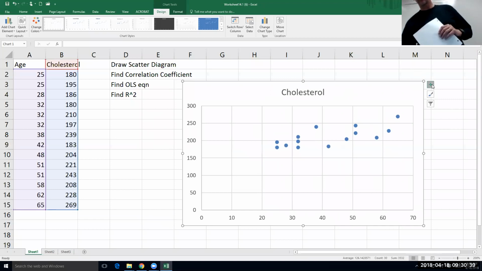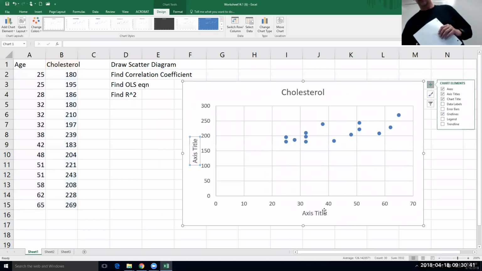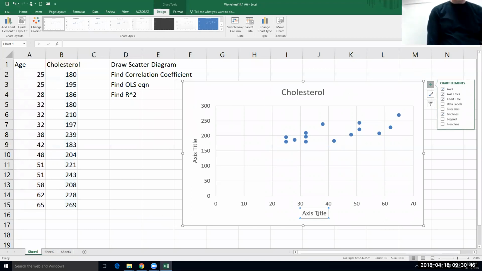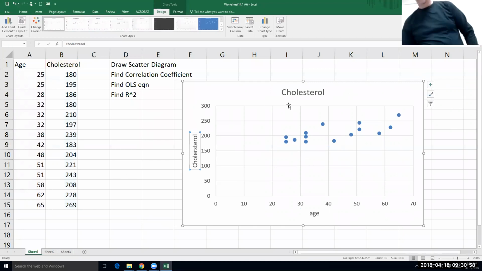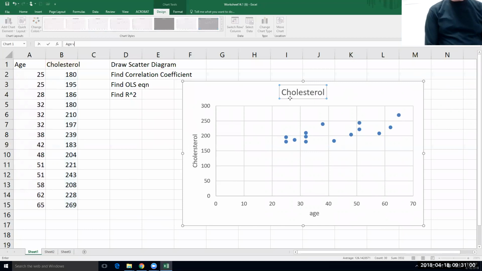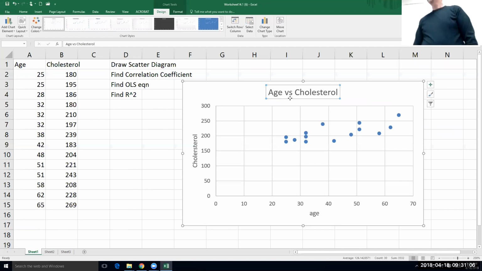Click on the green plus. Axis titles. What goes down here? Age and cholesterol. Can't spell. And maybe age versus cholesterol. All right, that was pretty good, very good. Study with Jaden, he remembers.